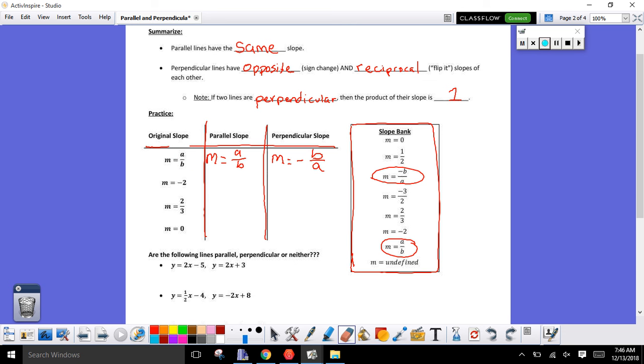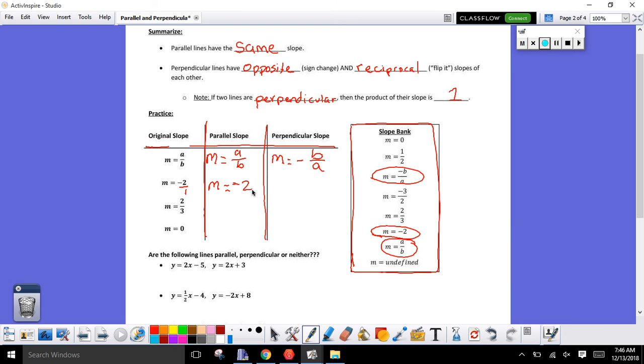Let's look at problem number 2. For number 2, I have a slope of negative 2. Remember that if you have a whole number, we can always put a 1 underneath it to make it into a fraction. So if my slope is negative 2 over 1, I'm going to look at my slopes here on the slope bank, and the one that matches for my parallel line, because it has to be the same, is negative 2. Okay, remember parallel lines must have the same slope.